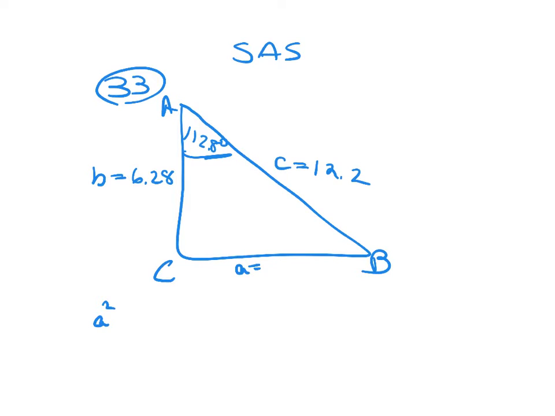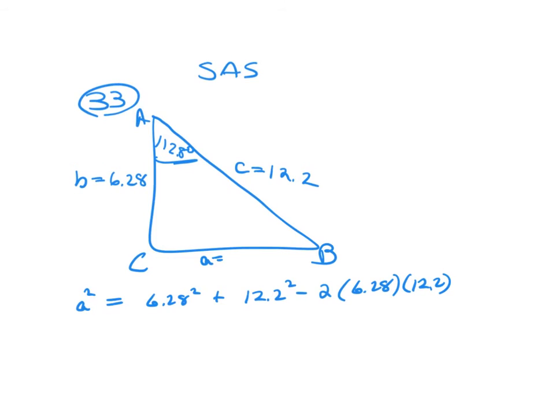So I'm going to be doing a squared is equal to b squared, which is going to be 6.28 squared plus 12.2 squared minus 2 times little b times little c times cosine of A, which actually I have the measure of A, and it's going to be 112.8. So again, this is a problem I could do continuous on my calculator. So let me go ahead and do that. It may be beneficial to put in parentheses just to make it easier.